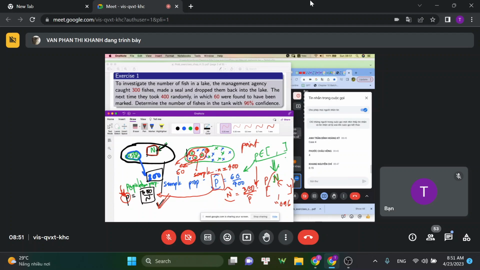Yes. Now I don't know p, right? I want to estimate p. What do I have to do? I return these fish into the lake already, and I take a sample of size 400, and I count the number of fish that have been marked in my sample. So the sample proportion, it's not the population proportion p, it's just the proportion for my sample. It will be 60 over 400. Agree or not? Yes or no?